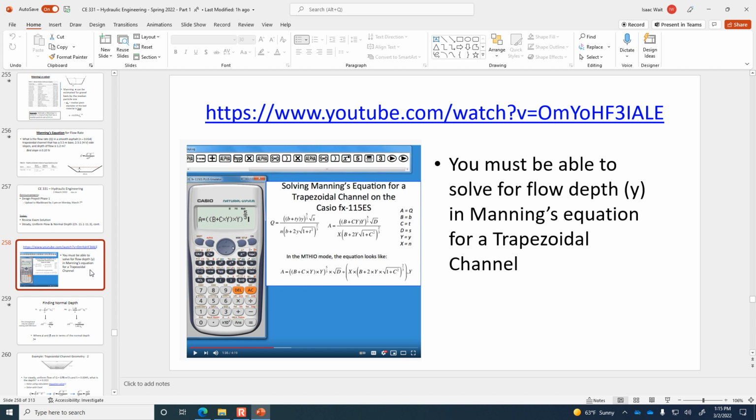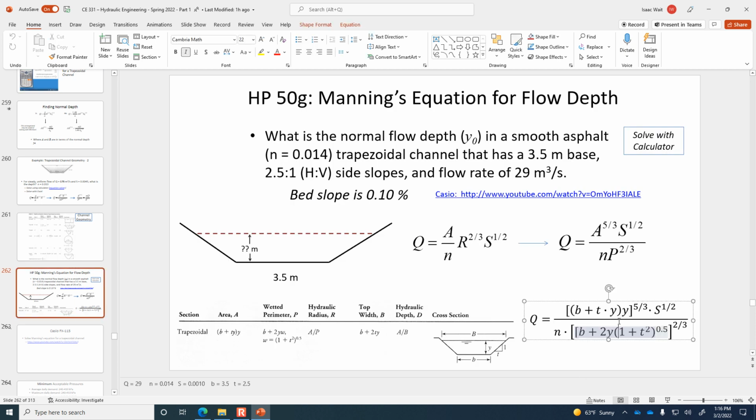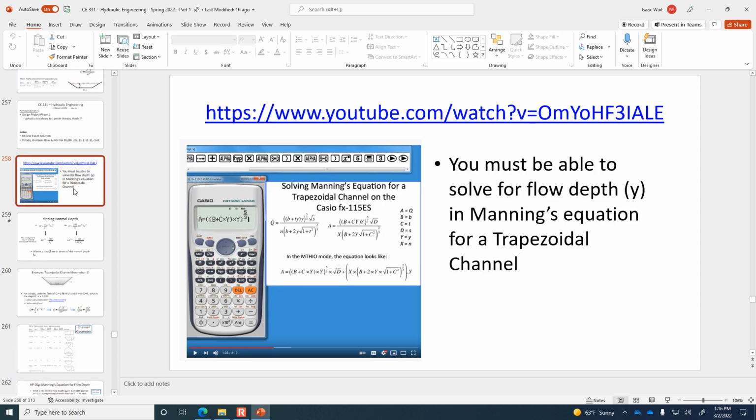So we're going to watch this video because what Dr. Pearson does is he illustrates how you can solve Manning's equation for a trapezoidal channel. So this is what Manning's equation looks like for a trapezoidal channel. You can see the link to the video in the notes. We're going to watch it. It's maybe only 6 or 7 minutes long, no, 4.5 minutes long. And then later on in class, I'm going to ask you to solve Manning's equation to find the flow depth for a trapezoidal channel. So let me pull this up. We'll watch it.